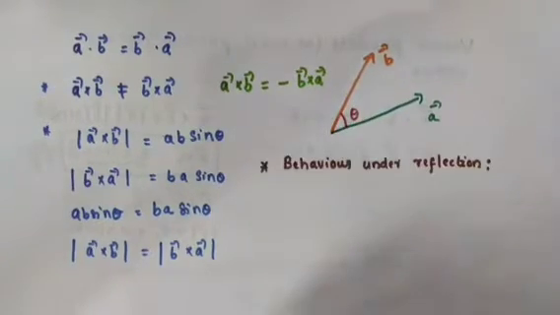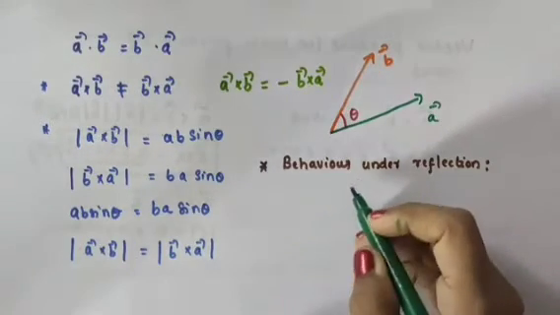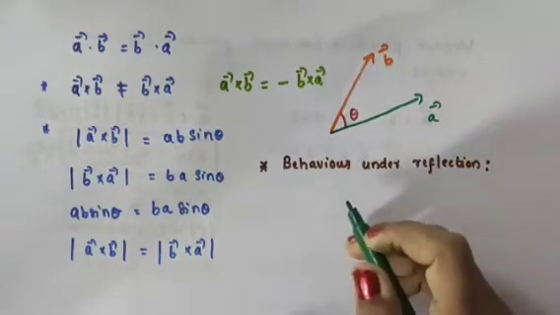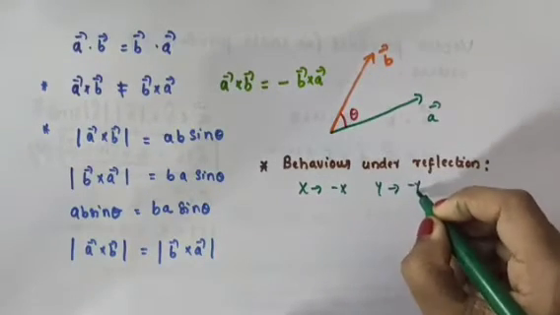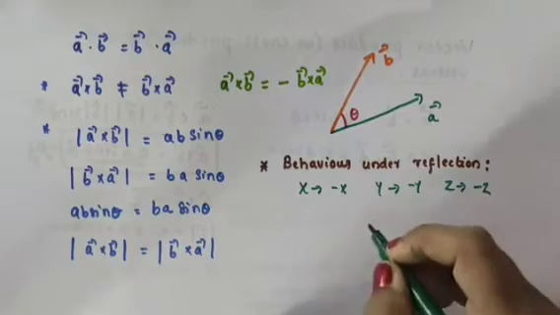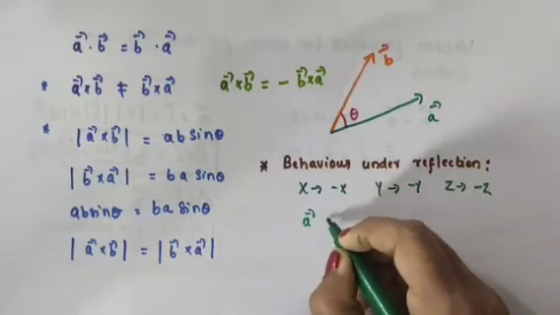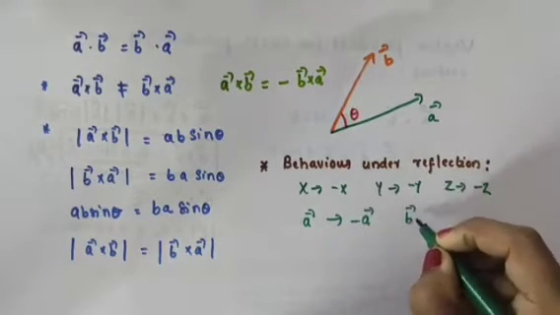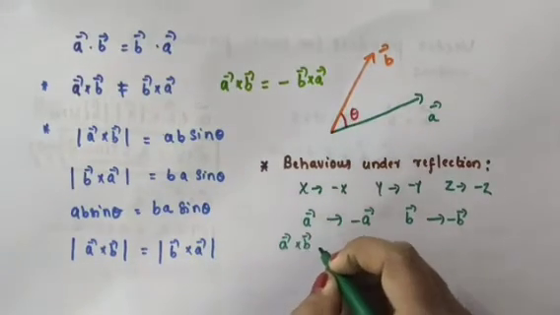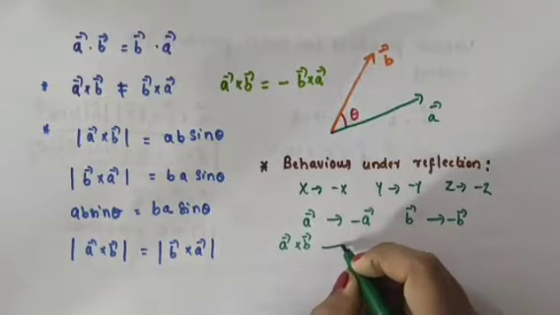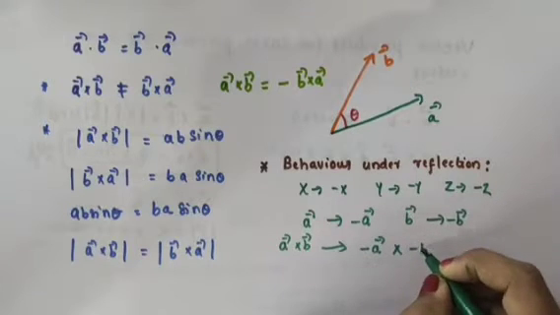Magnitudes are equal. So let us go to the next property, that is nothing but behavior under reflection. So when I am considering the vector under reflection, how is it going to behave? If I am considering x, it will be minus x. If it is y, it will be minus y. If it is z, it is minus z. Okay, so this is what the reflection will be. If I am considering vector A, that gives you minus vector A. If I am considering B, it will be minus vector B. So if I am writing A cross B vector, that will be equal to, for A I am writing minus A vector, for B I am writing minus B vector.